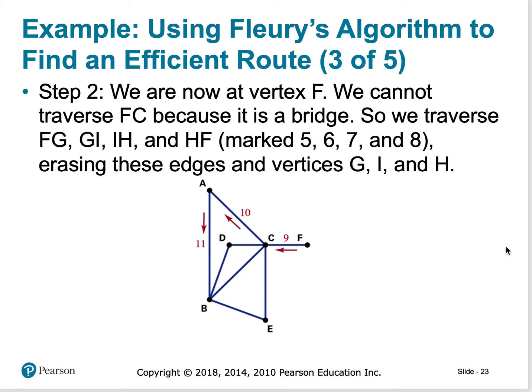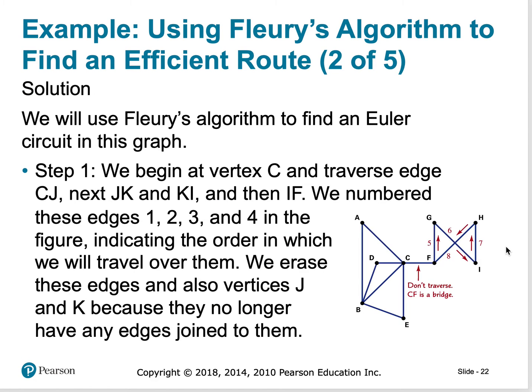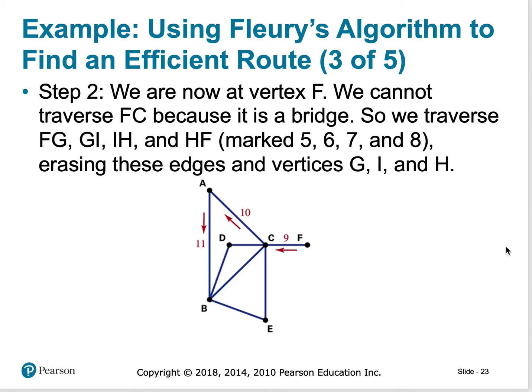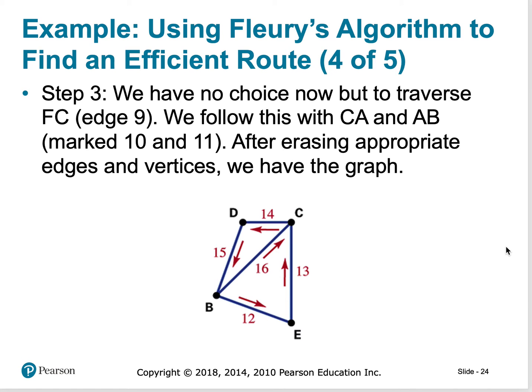Now I'm at vertex F. And I can't go FC because it is a bridge that connects my figure. So I have to traverse FG, GI, IH, and HF as shown by the arrows. And step 3, I don't have any choice but to follow this pattern so that I can accomplish my entire route as intended.